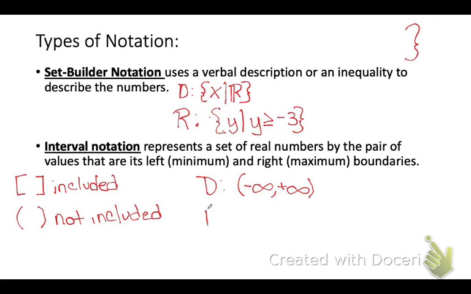Now, the range. We have y is greater than or equal to negative 3. What's the smallest number? Negative 3. Can it be negative 3? Yep. So I put a square bracket.